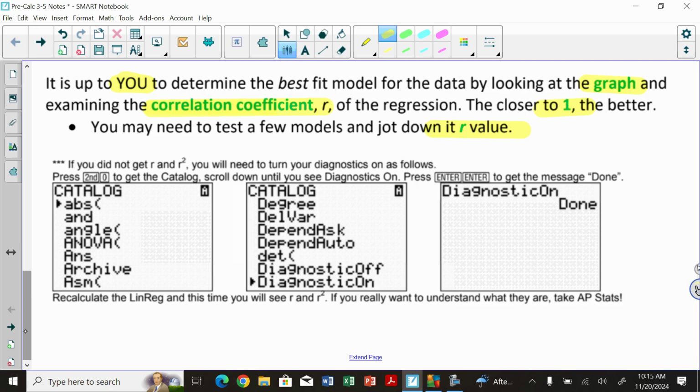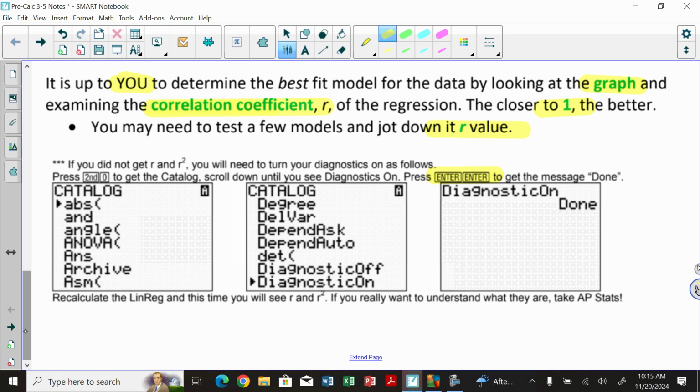Go to second 0 to get to catalog, scroll down to diagnostics and hit enter a couple times, and you end up getting diagnostics on and a done message. That tells you that you're ready to go. Now, once you recalculate your regressions, you'll see you get an R and an R squared.